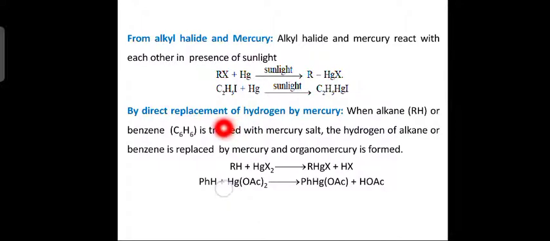Another method, by direct replacement of hydrogen by mercury. What is the general formula for alkane? RH. Alkane or benzene is treated with mercury salt, so the hydrogen of alkane or benzene is replaced by mercury and organomercury is formed. Mercury salt is HgX2, giving RHgX plus HX. Another example is R as phenyl group, PhH, and then mercury diacetate. So, you get one phenyl group introduced here, PhHgOAc plus HOAc.